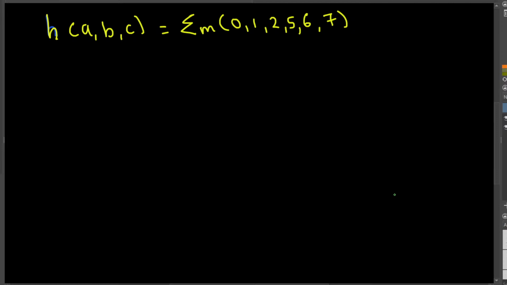We have a min-term expression given like this. The question is asking us to write the sum of product form. Now let's see how we can do that.